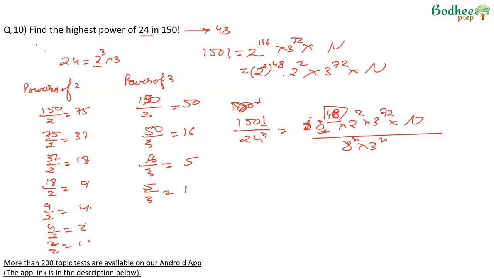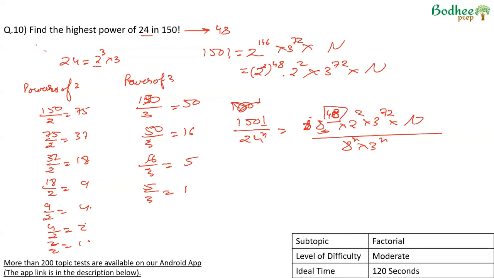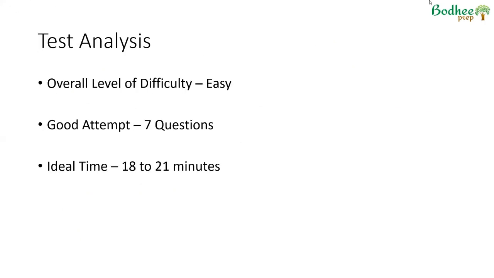Again, if we have done factorials, this should not be a difficult question to solve. The only reason is there is some calculation involved, so I'm saying a moderate level of difficulty question. If you look at the overall analysis for this test, as mentioned initially, this test was easy in terms of level of difficulty. 18-20 minutes should be good enough, and 7 questions net correct at least would give you a good percentile, or a 95 plus percentile.